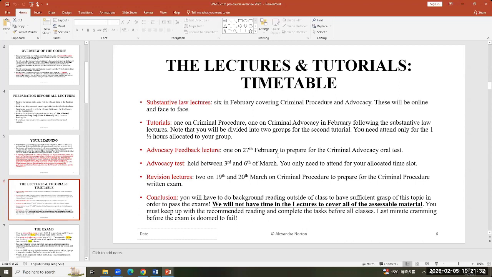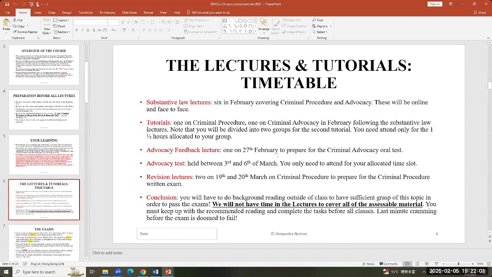The second tutorial, just to save you a bit of the monotony of having to sit there and listen to 30 students performing a bail application, we've divided you into 2 groups. So you only attend for your allocated group on that particular day. And there are 2 briefs, so you'll be assigned a particular client, right? So you prepare the bail application for that client that you are assigned.